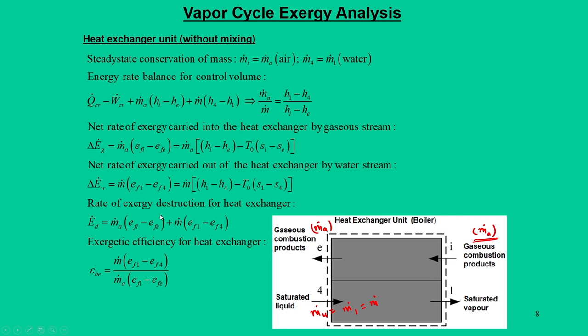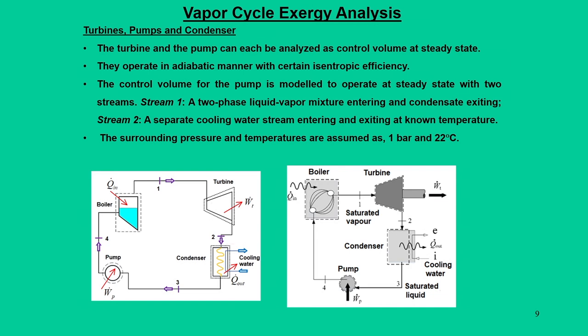Now, considering this, we calculate the net rate of exergy carried into the heat exchanger by the gaseous streams, that is m dot a times (e f i minus e f e), and this is the working formula for the specific exergy. And in a similar way, we can find out the net exergy carried by the water stream. So, calculating both parameters, we can find out the rate of exergy destruction and subsequently the exergetic efficiency for the heat exchanger. And in our vapor power terms, we say it is the exergetic efficiency for the boiler. In a similar way, we can model other individual components like turbines and pumps. Both of them can be modeled in a similar manner.